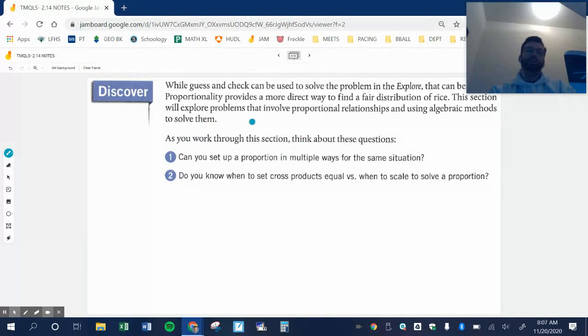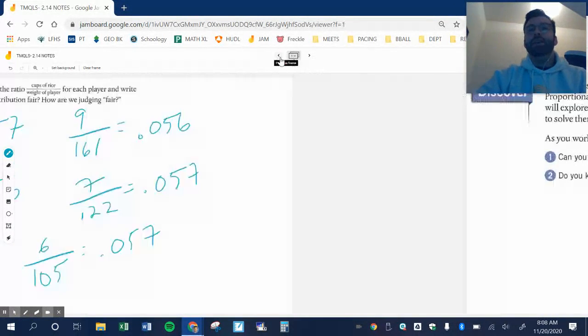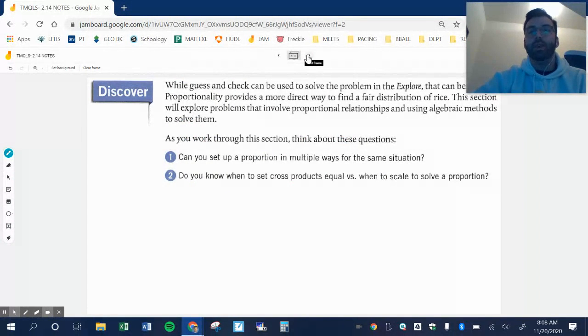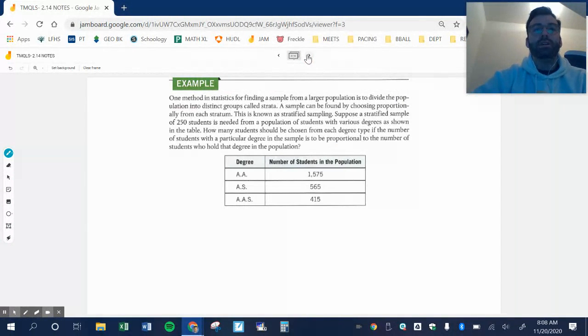So what are we doing today? Today we're talking about setting up proportions. Can you set up proportions in multiple different ways for the same situation? And do you know when to set proportions equal and when to scale or solve a proportion? We're talking a lot about cross multiplication in this. This is the mathy way. We'll talk about the algebraic way later.